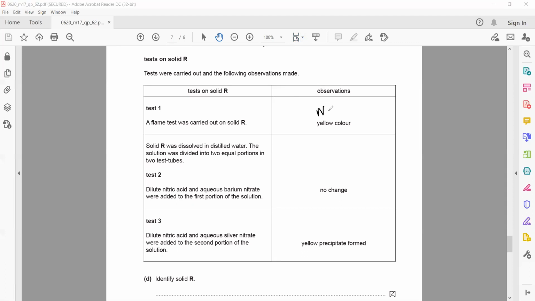Dilute nitric acid and aqueous silver nitrate. Again, this is a test for halide. So a yellow precipitate means it forms silver iodide. That confirms that there is an iodide ion. So it's 2 marks. So identify solid R. It is sodium iodide.